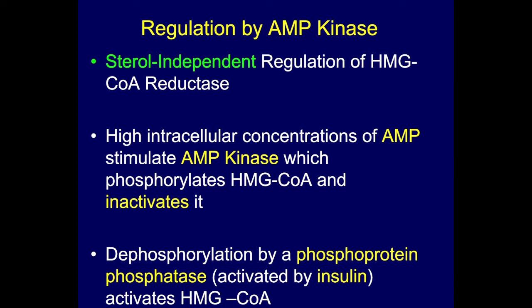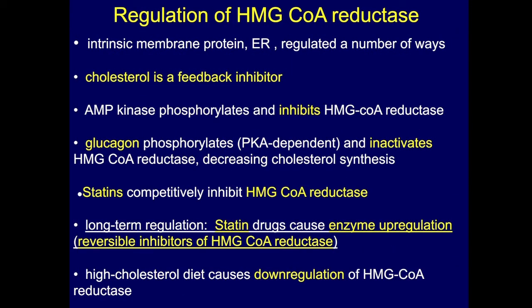On the other hand, when insulin is high in the bloodstream, it will promote the dephosphorylation of HMG CoA reductase through a phosphoprotein phosphatase, and as a result, HMG CoA reductase is activated. As mentioned before, cholesterol is probably the most important regulator of its own synthesis through its regulation of HMG CoA reductase.